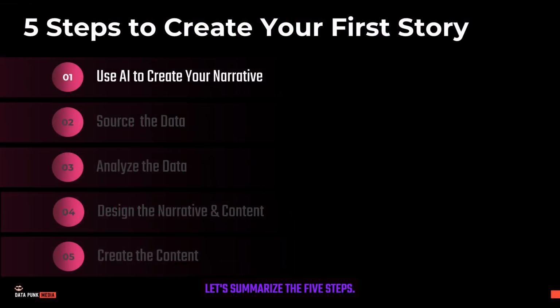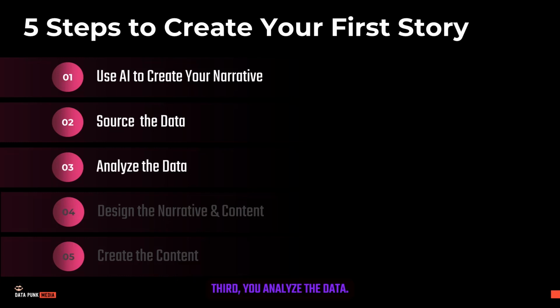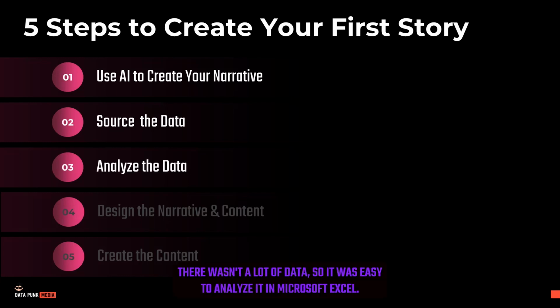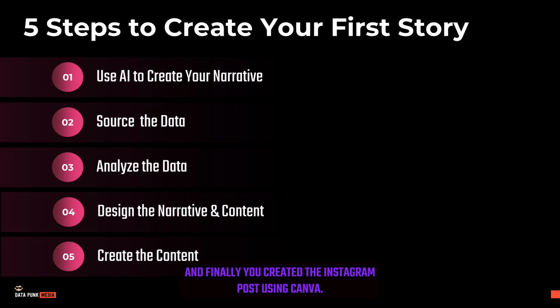Let's summarize the 5 steps. First, you use ChatGPT to create your narrative. Second, you source the data. Here you had the option to use ChatGPT or the Hockey Reference website. Third, you analyze the data. There wasn't a lot of data, so it was easy to analyze it in Microsoft Excel. Fourth, you created your narrative and the design for your story. And finally, you created the Instagram post using Canva.